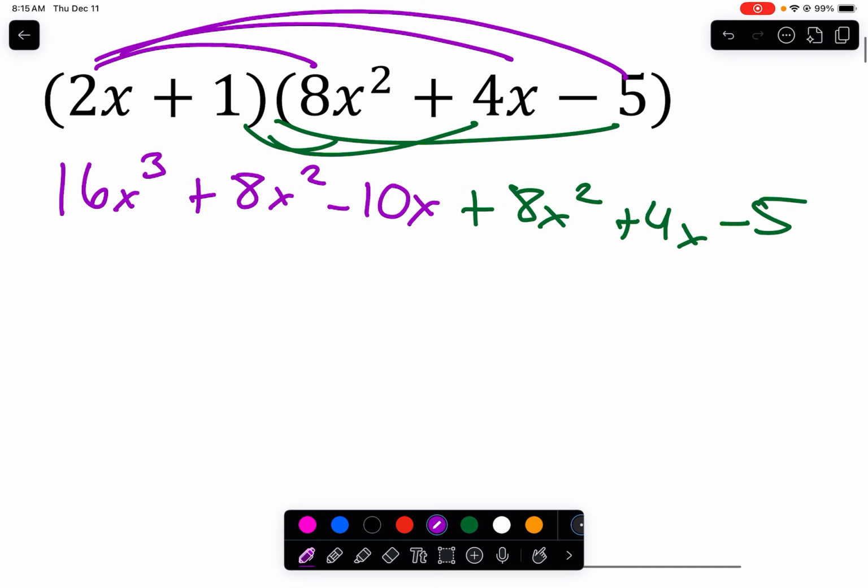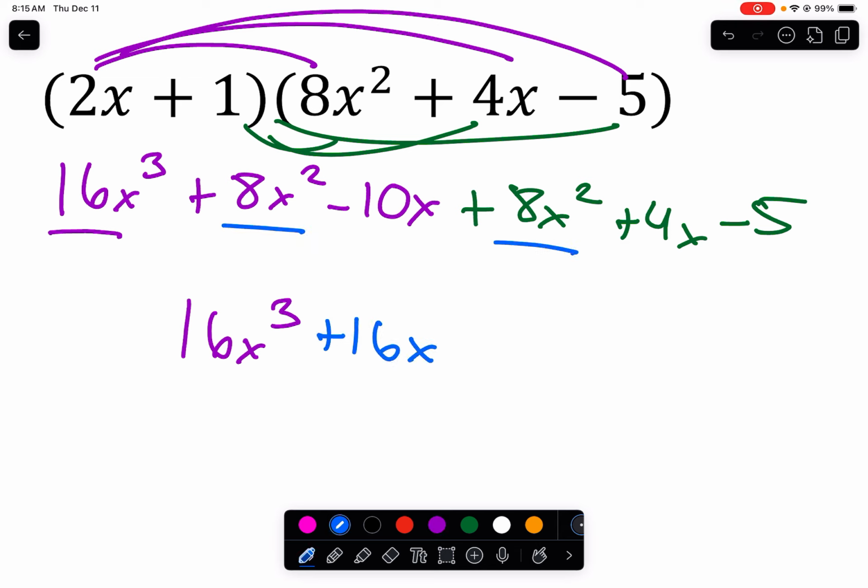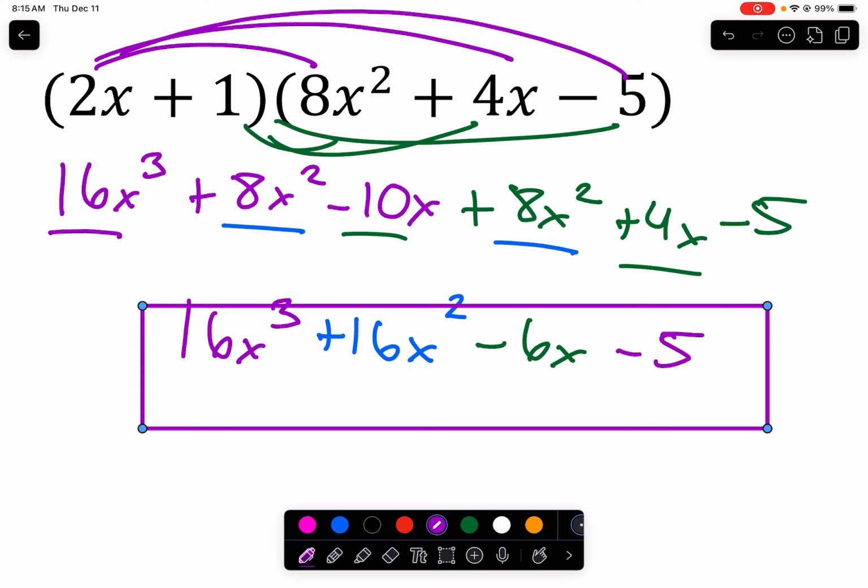So then I go combine my like terms. So the 16x cubed doesn't have any like terms there. My squared terms, I get a plus 16x squared. And then my linear terms, I get a minus 6x, and then the minus 5 is by itself. So we end up with this.